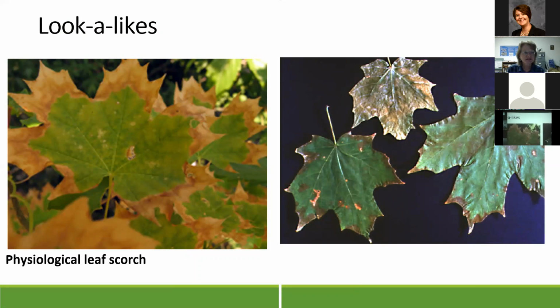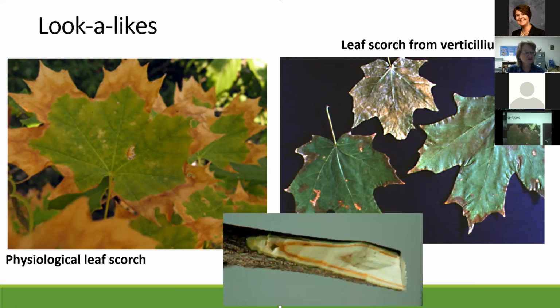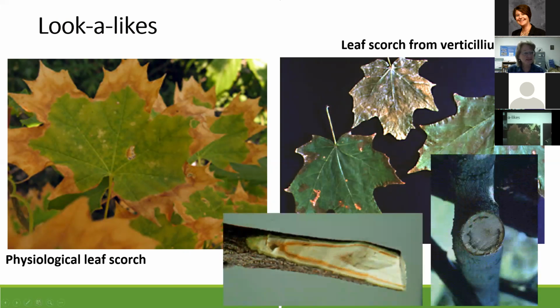And then this one is leaf scorch from verticillium wilt. That's a fungal disease that grows in the water conducting tissue. So the roots may be fine, the leaves may be fine, but the water can't get fast enough from the roots to the leaves because there's clogging in the xylem. Sometimes you can cut open that stem and you'll see some discoloration. And then that helps you to confirm that that's the disease.